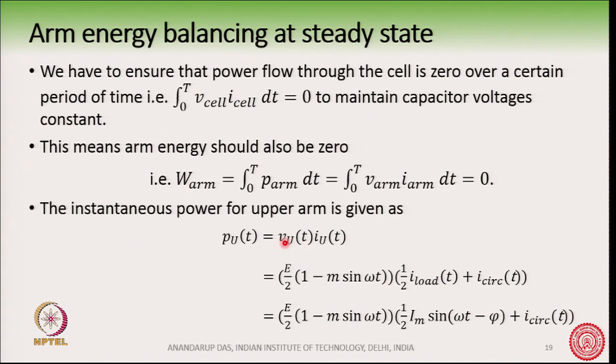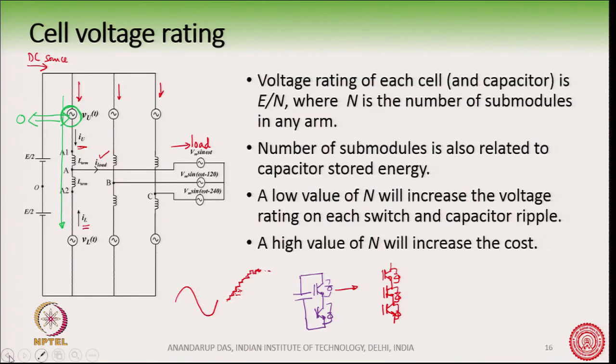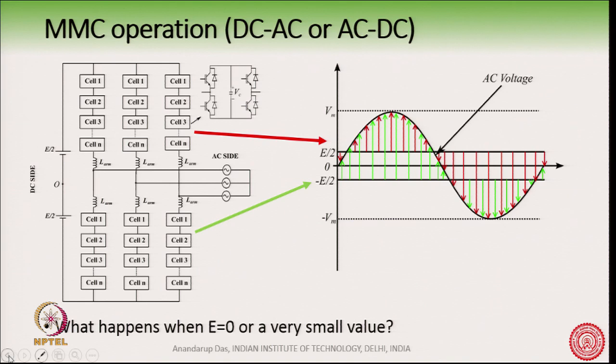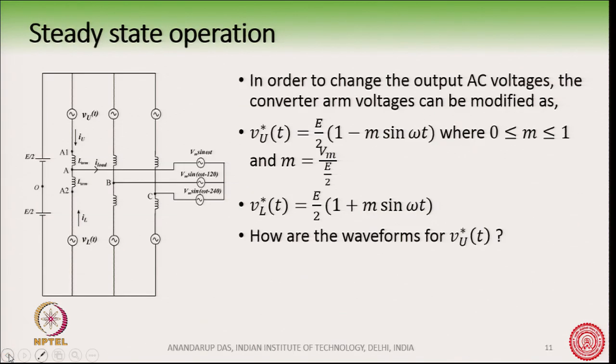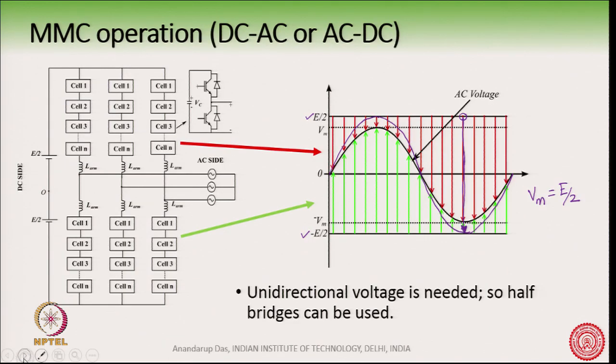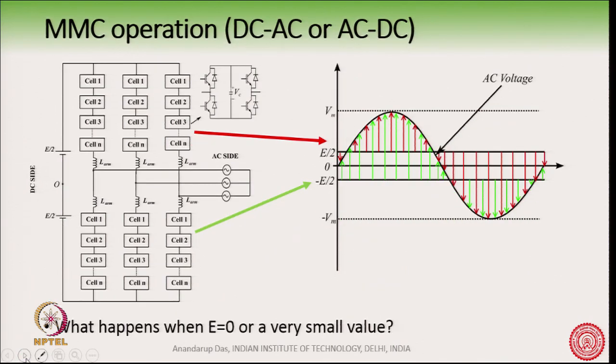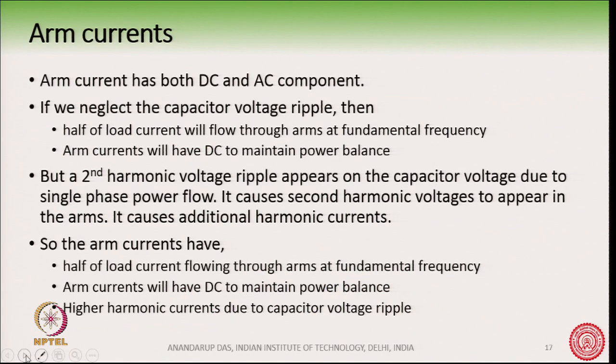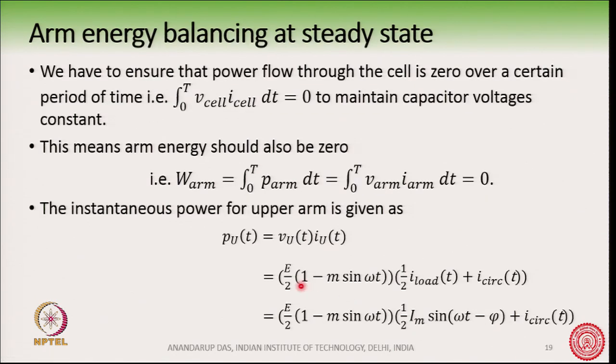Now, what is V u(t)? We have earlier found out that V u(t) is E by 2 times (1 minus m sin omega t). We had said this earlier in one of the equations, where m is the modulation index, m equals V m by E by 2. So, we have substituted this there. So, V u(t) comes here, right.